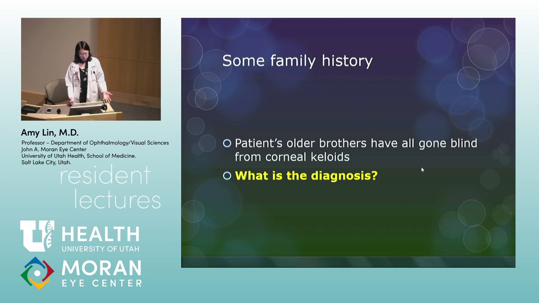So we got some more family history, or I got some more family history afterwards. The patient's older brothers have all gone blind from corneal keloids bilaterally. So now, what are you thinking is a diagnosis? We've got corneal keloids, we've got a young kid, we've got glaucoma, congenital cataracts. Think of anything that might cause this. It's familial. Any suggestions?